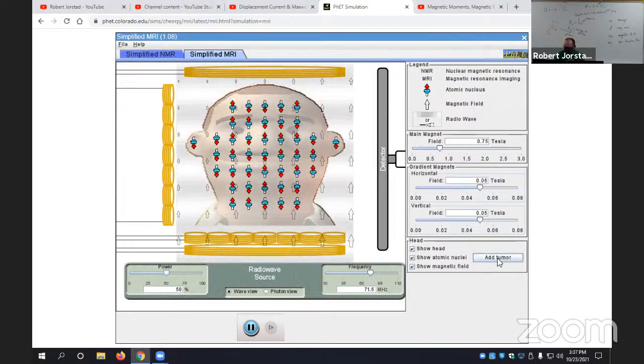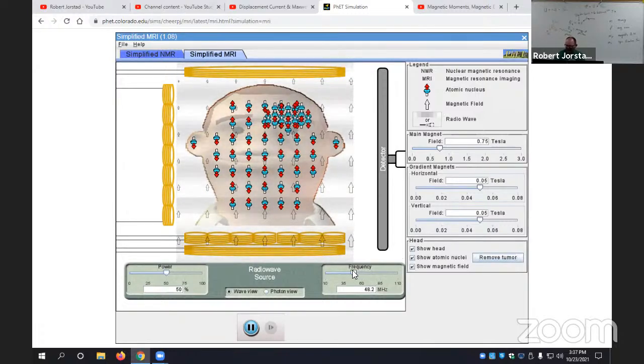And the idea is, in theory, you could use this to identify a tumor. You could sweep the frequency, right? And you could actually look inside the body and notice, there's a lot of extra protons interacting with a radio field here that shouldn't be there. Maybe we should check that out.